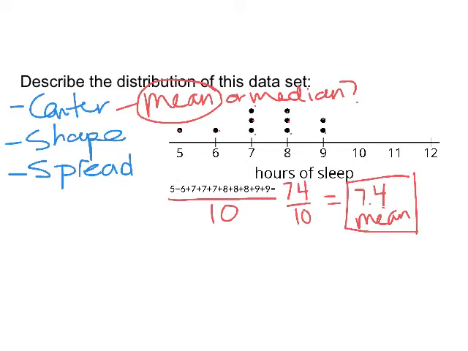All right, so now I need to describe the shape. So I actually sort of already did that. I said that this is roughly symmetrical because it's not really particularly skewed either way. It has no outliers because nothing is way too far off in any direction. No gaps. And there is a peak at 7 and 8.